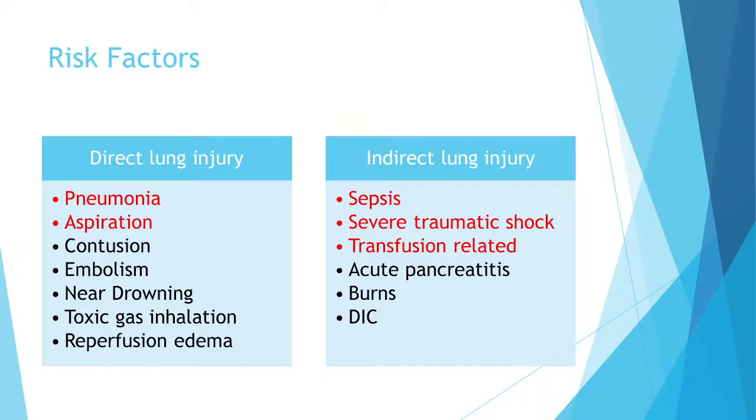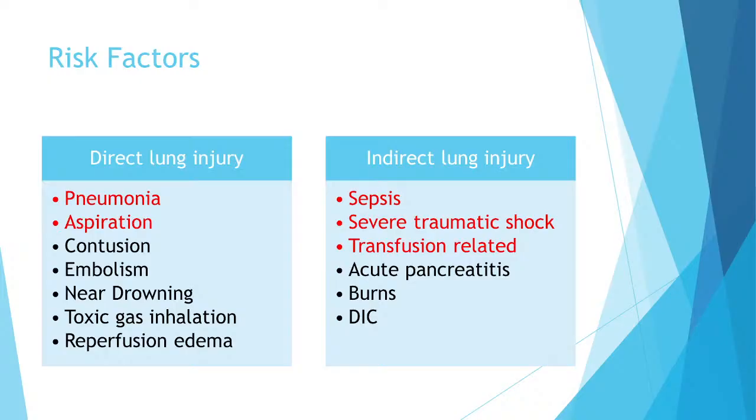So these are the risk factors. Those highlighted in red are the most common risk factors, and the rest are still contributing risk factors. Risk factors can be broadly divided into direct and indirect lung injury. Direct lung injury means the pathophysiology itself is in the lungs, like pneumonia, aspiration, contusion because of trauma, embolism of fat or thromboembolism, near drowning, toxic gas inhalation, and after lung transplantation or embolectomy, you have a reperfusion edema.